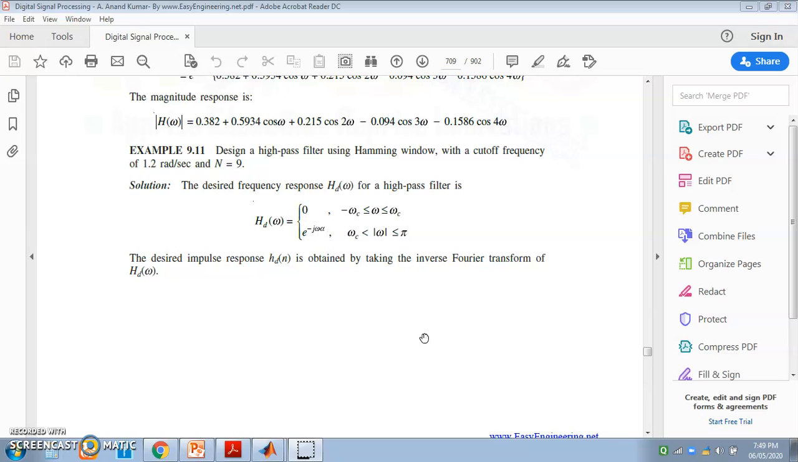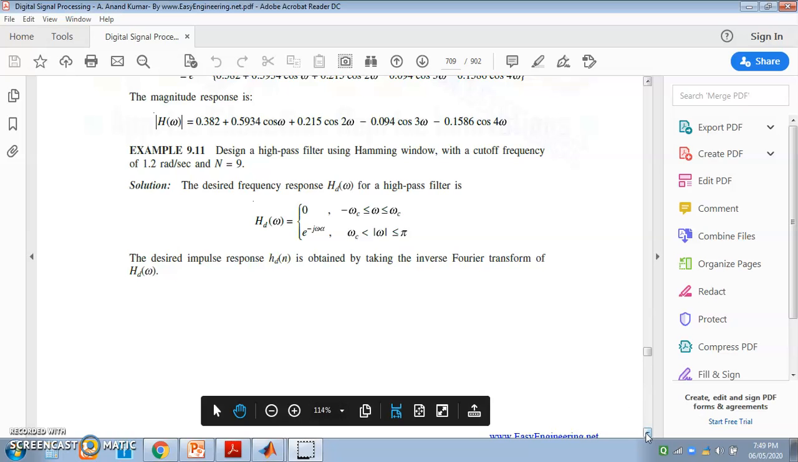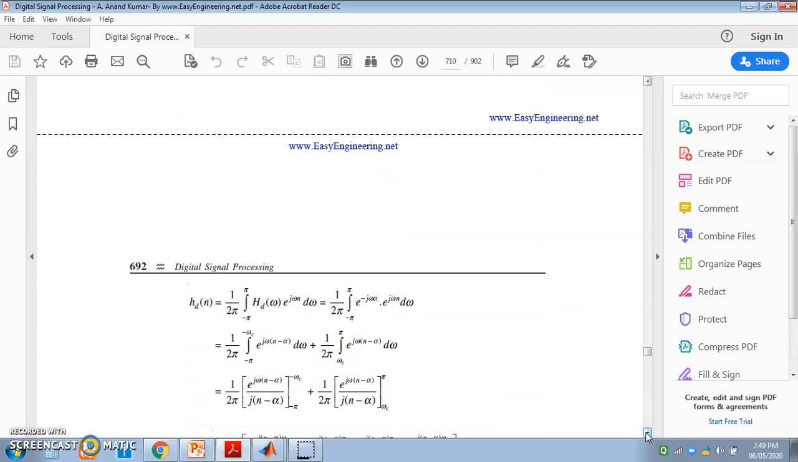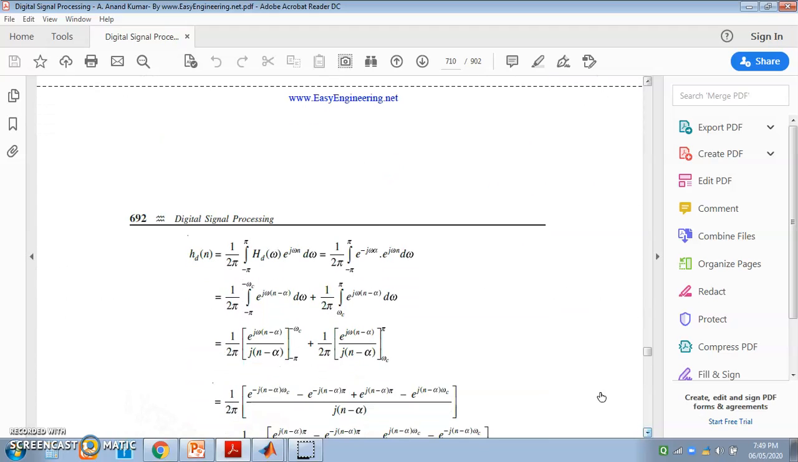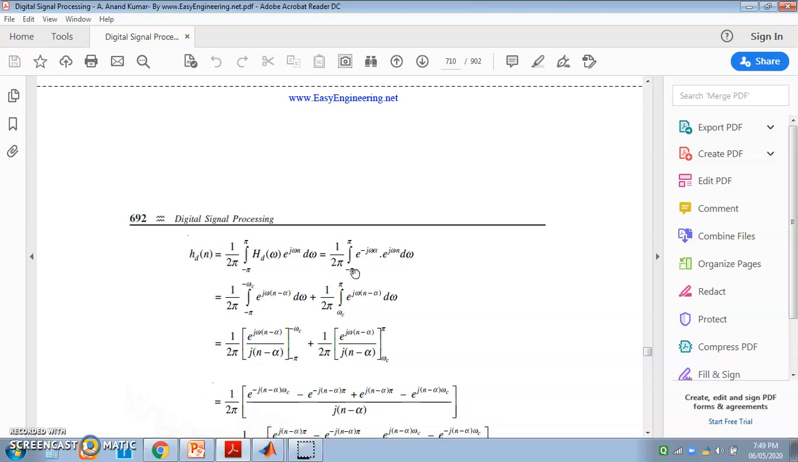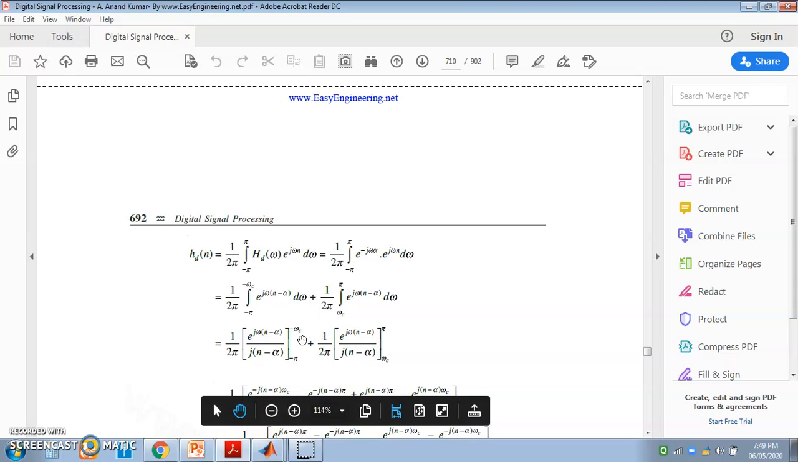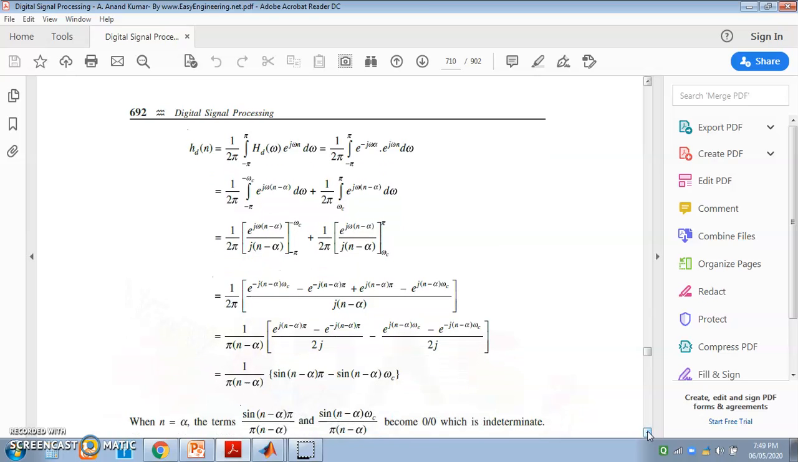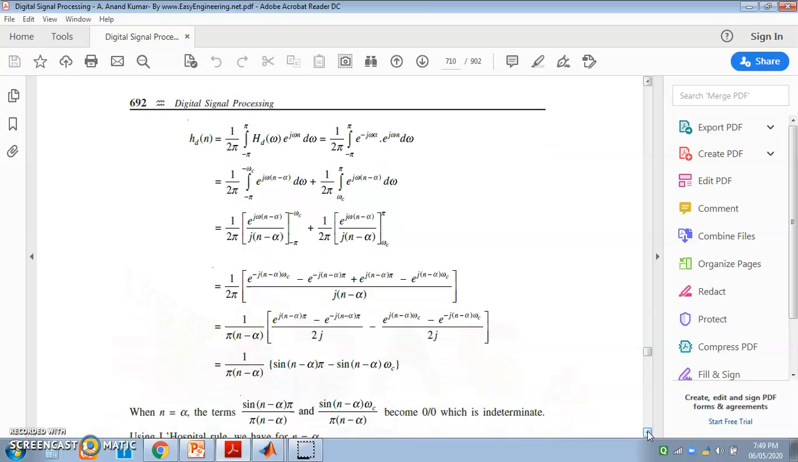So one can find the desired impulse response by taking the inverse Fourier transform of HD of omega, and that is HD of n equal to 1 upon 2 pi integration from minus pi to plus pi HD of omega e raised to j omega n d omega. So over the range from minus pi to plus pi, one can have the high pass filter with these frequency limits on either side of the frequency axis.